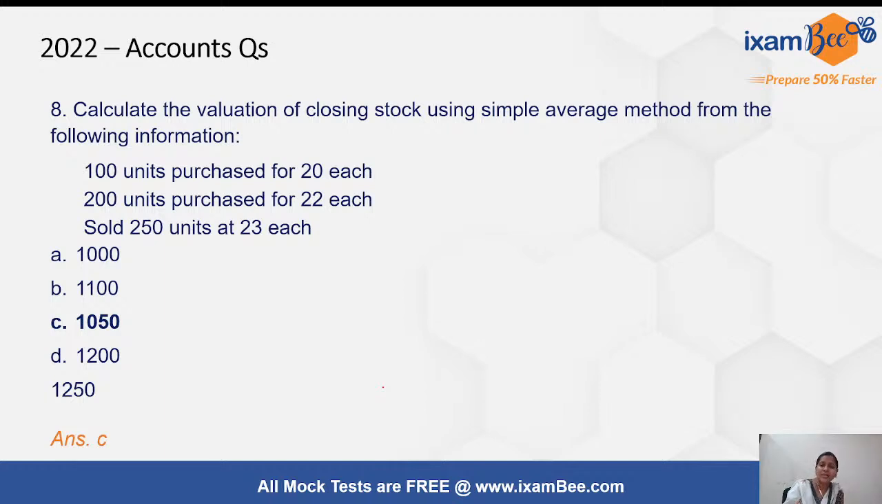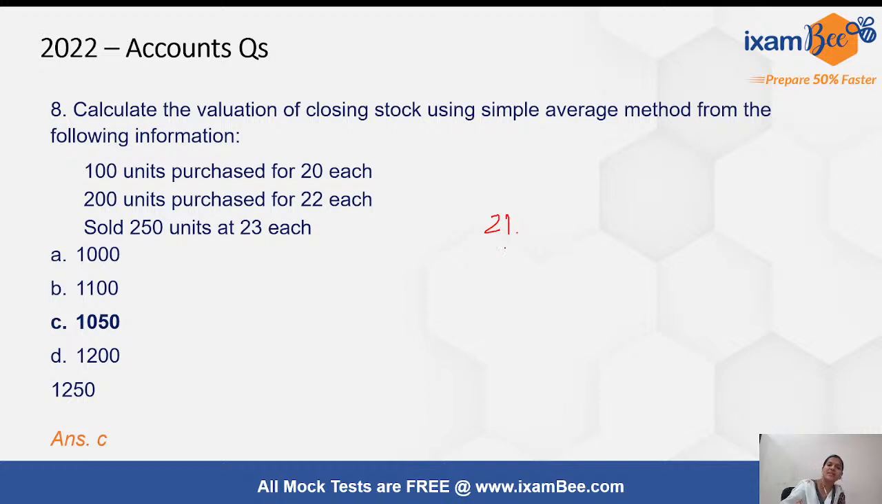Okay, there was another question related to the valuation of the closing stock. Now the closing stock you had to calculate, and the simple average method had to be utilized. So simple average is where you take the cost at the beginning and the cost at the end, right? So what is my average cost? I purchased at 22 and I purchased at 20, so my average cost is 21. Is that the correct way of calculating?